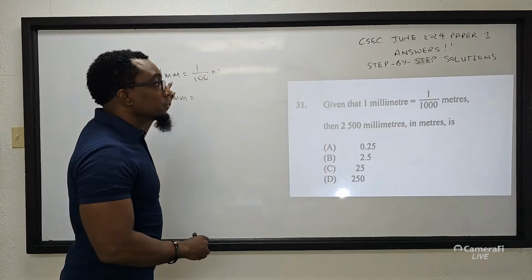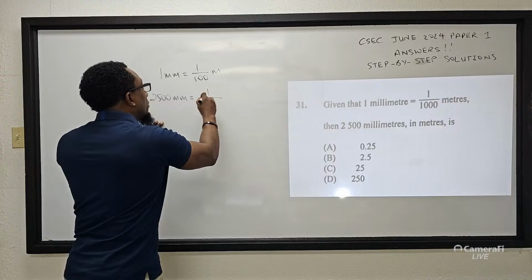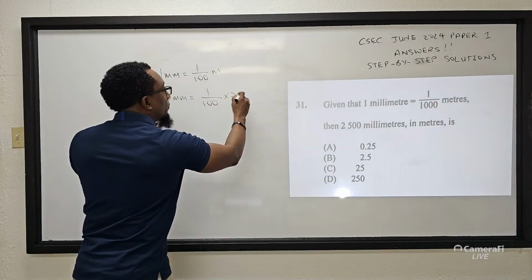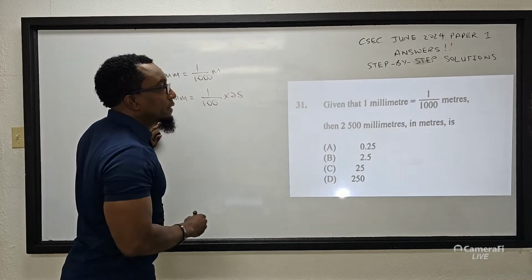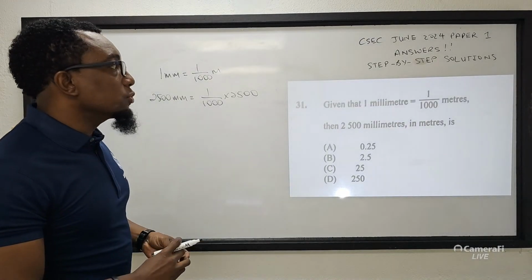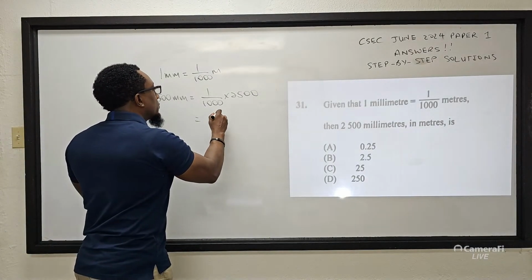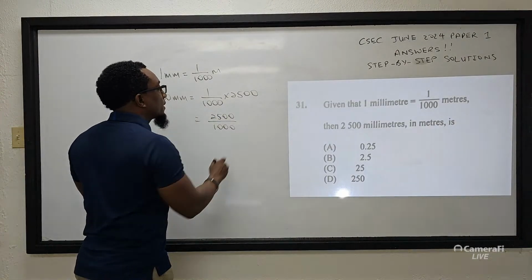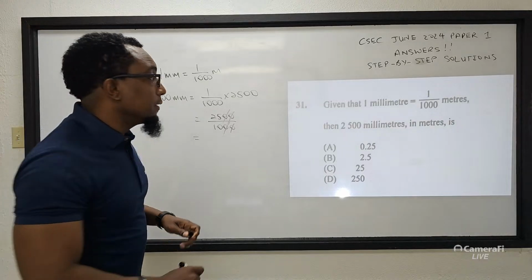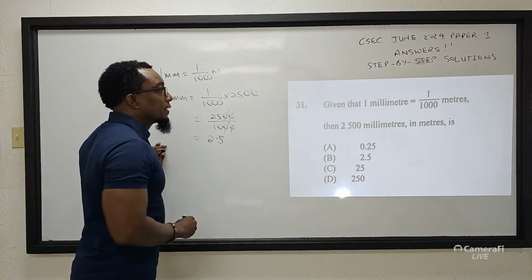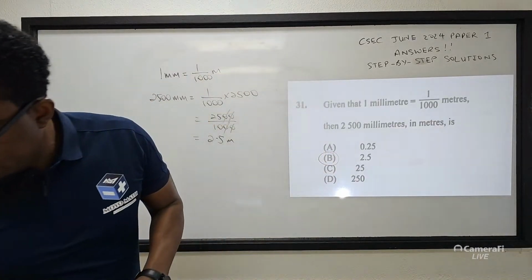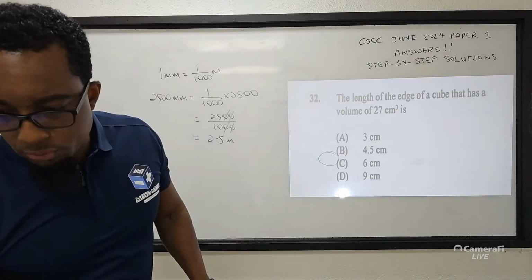So if 1 is equal to 1 over 1,000, you can find 2,500, which is 1 over 1,000 times 2,500. Yeah? So 1 over 1,000 times 2,500, this will give us what? 2,500 all over 1,000. 0 goes, 0 goes. 25 divided by 10 will give me 2.5 meters. Whose answer there is B? So question 31, the answer is B. Let's look at 32.